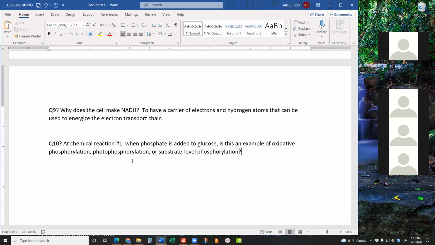So in terms of adding phosphates, when you take a phosphate off a molecule and add it to another molecule, that's called phosphorylation. And when you take a phosphate off a molecule and link it onto a substrate, that is specifically substrate level phosphorylation. So the answer here is substrate level phosphorylation because we're ripping a phosphate atom off of ATP and gluing it to the end of glucose. That's why this is substrate level phosphorylation.